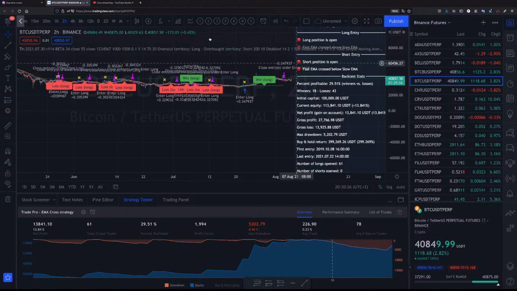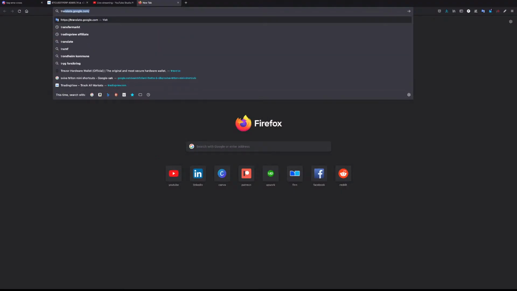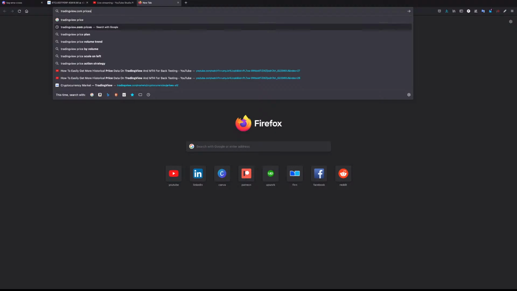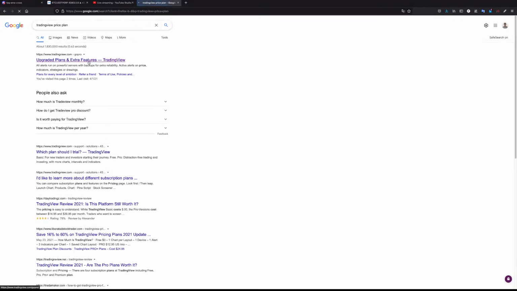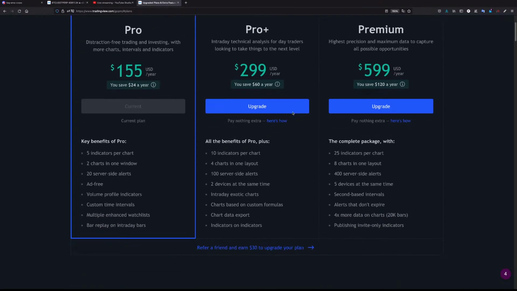I still did not get that one. I need to make more money before I do it, but I hope I will. I will take it at some point. TradingView price plan. It is definitely worth it.